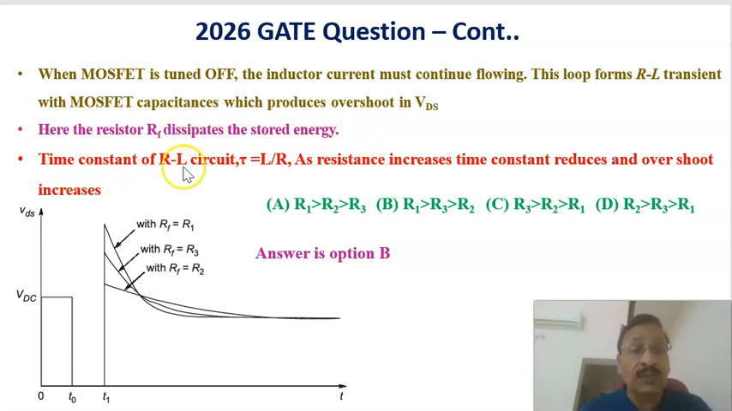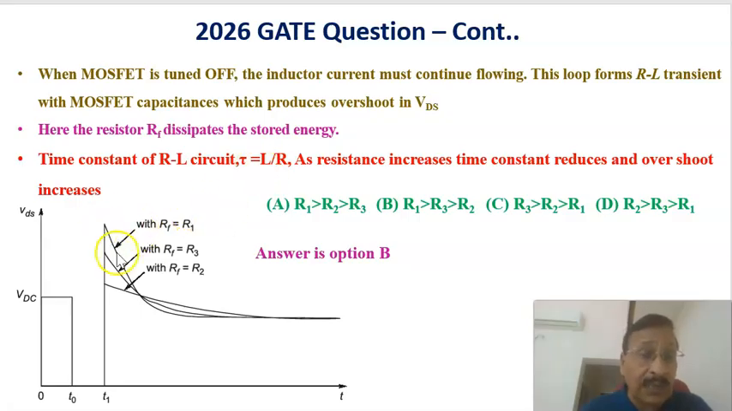Therefore the time constant of the circuit RL is given by L by R, and because it's an inverse relation, as the resistance increases, the time constant reduces and the overshoot increases. That is why, for this statement, the time constant is least for that one.